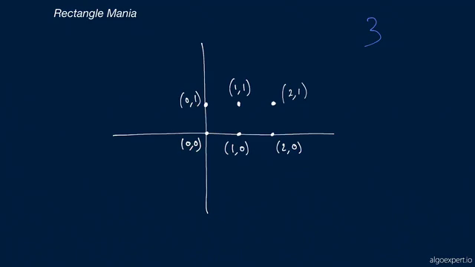Directly to the right of 0, 0, there's 1, 0 and 2, 0. And then there's nothing directly down and directly to the left. Then for 0, 1, there's nothing directly up. There are 2 points directly to the right, 1, 1 and 2, 1. There's 1 point directly below, 0, 0. And there's nothing directly to the right.